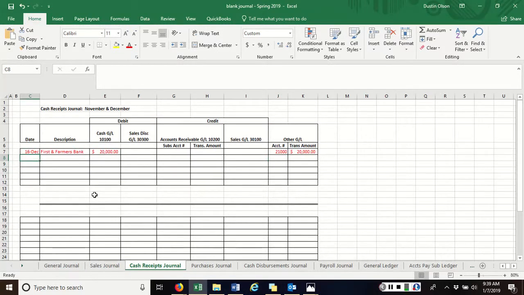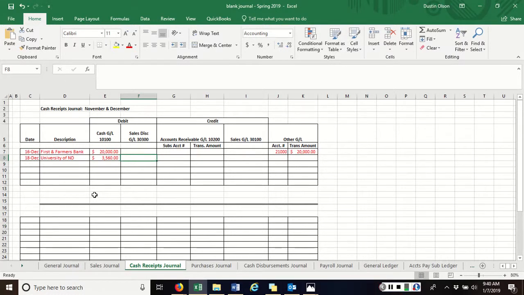So I'd go back to cash receipts. We'd put in the University of Notre Dame. Now what's happening here? We got money. We got cash. Our cash account once again is getting bigger. Gets bigger with a debit.